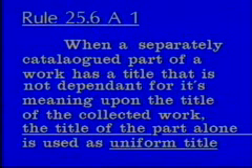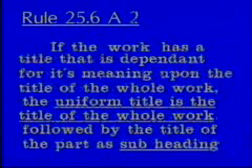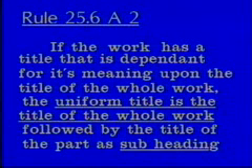When a separately catalogued part of a work has a title that is not dependent for its meaning upon the title of the collected work, the title of the part alone is used as the uniform title. 25.6A2 states, if on the other hand the work has a title that is dependent for its meaning upon the title of the work, the uniform title is the title of the whole work followed by the title of the part as subheading. Let us now turn to rule number 25.17.